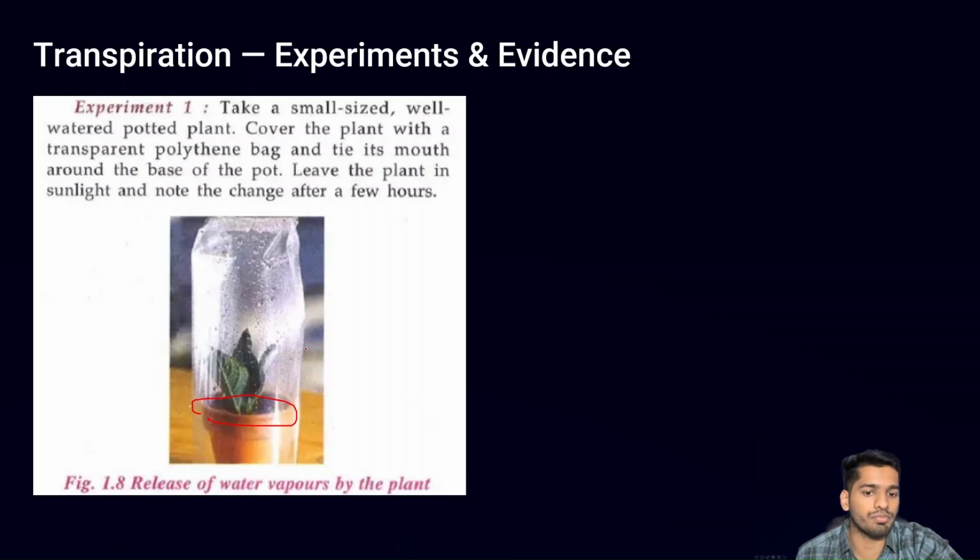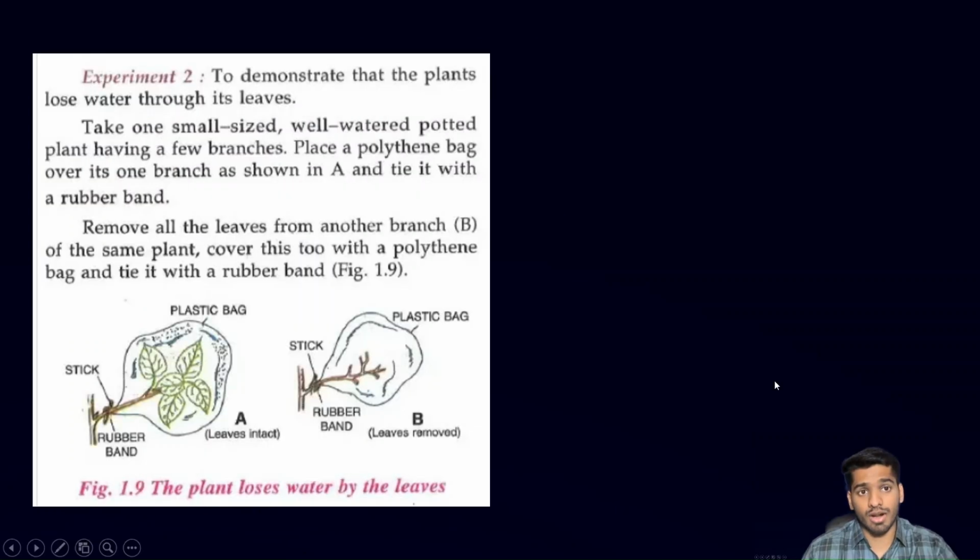After that, you're going to cover it with a transparent polythene bag. Now you're going to keep it under the sun for a few hours. What are you going to observe in this? You're going to see water vapors inside the polythene bag. So what is this indicating? That is the transpiration. Now there is one more experiment to understand that the leaves are the structures through which the water is evaporated during transpiration.